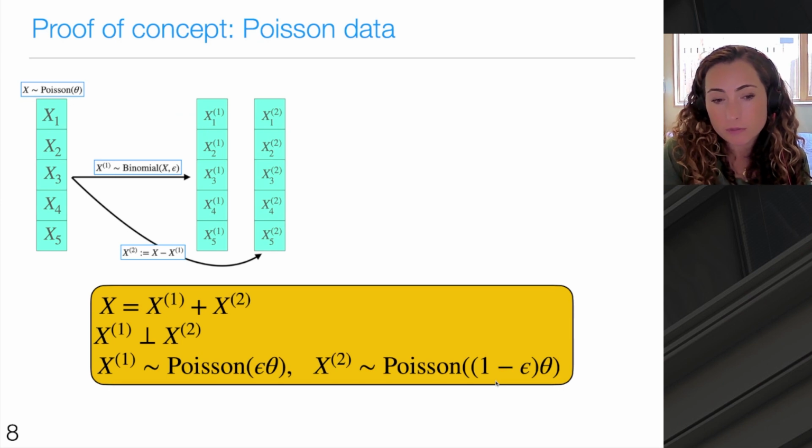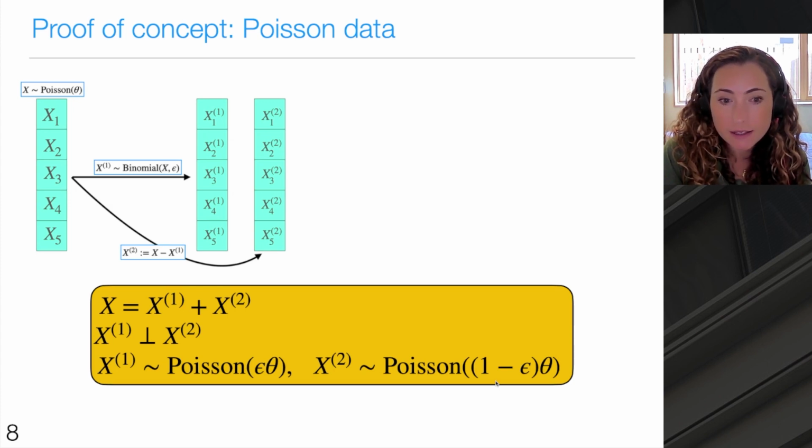And furthermore, I happen to know the marginal distributions of x1 and x2, and those are both Poisson with mean given by the original unknown parameter theta, but scaled by epsilon. So the key point to notice here is we started out with a Poisson random variable with some unknown mean theta, and we have a way to get x1 and x2 that are independent that we can sum to get the original x.